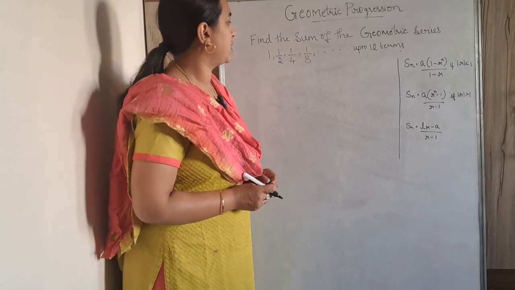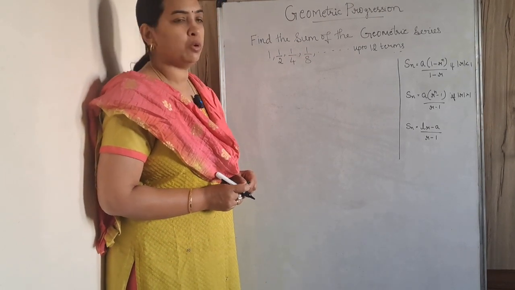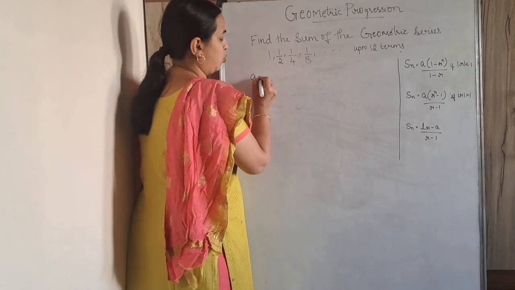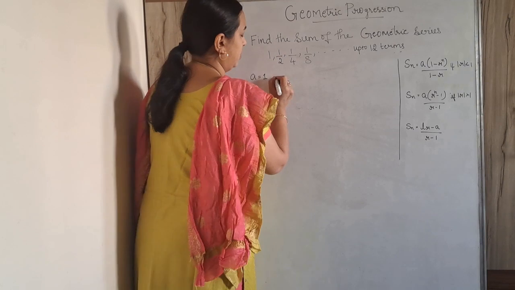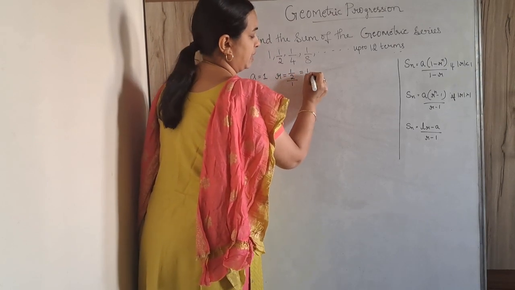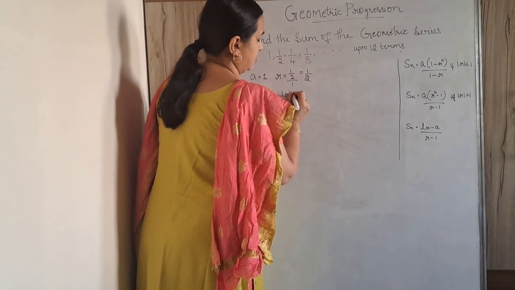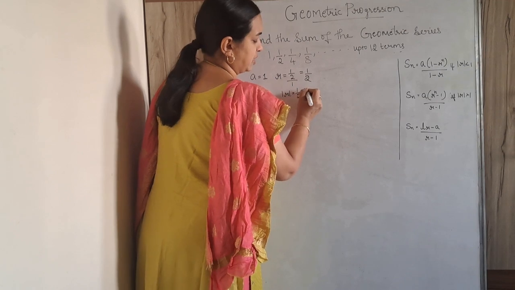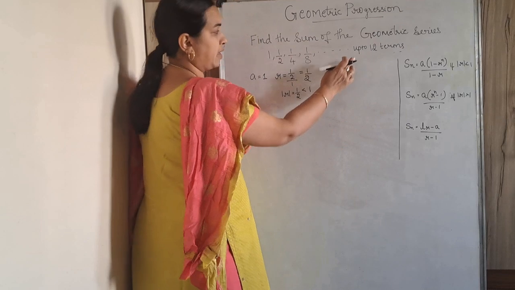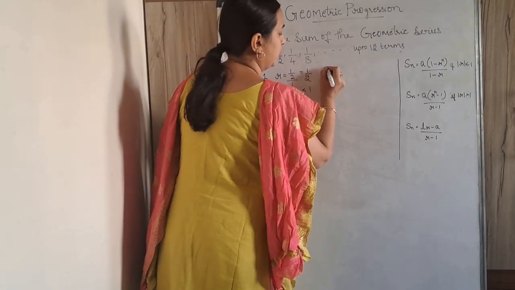Find the sum of the geometric series 1 half, 1 by 4, 1 by 8, etc. up to 12 terms. So here the first term is 1 half and we need to find the common ratio, that is (1 by 4) by (1 by 2), which is nothing but half. So mod r is equal to half, which is less than 1. So we need to use the formula for mod r less than 1, and they have given up to 12 terms. So n is equal to 12.